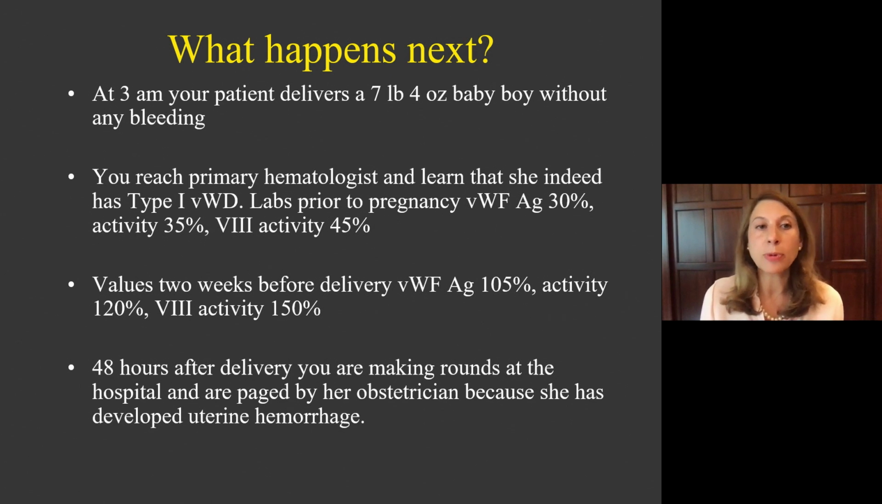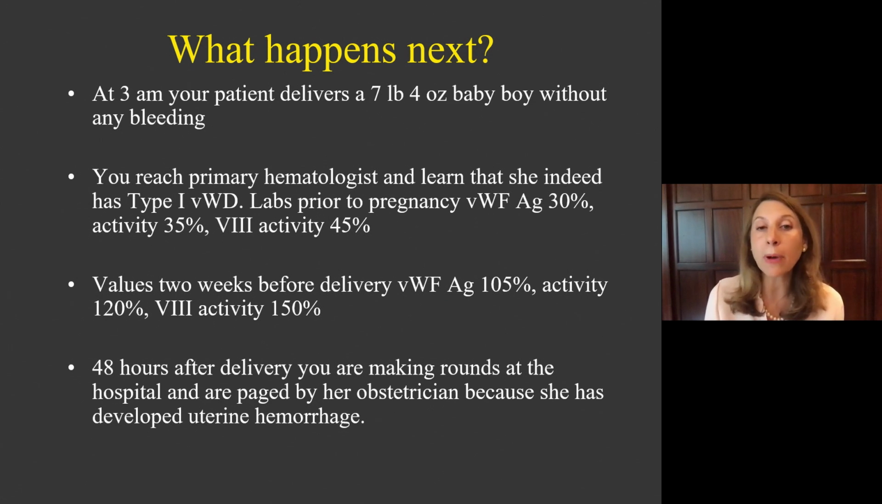So what happens next with our patient? Well, at 3 a.m., the patient delivers a 7-pound, 4-ounce healthy baby boy without any bleeding issues. In the morning, you're finally able to reach the primary hematologist, and you learn that indeed this patient does have type 1 von Willebrand disease.